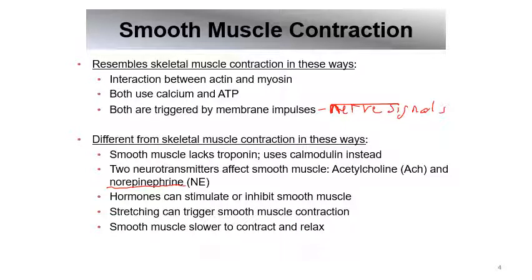And smooth muscle is slower to contract and relax because it does need to do all those steps of cellular respiration to make ATP. But as a result, because it is making a lot of ATP, it doesn't get tired out, so it is resistant to fatigue.